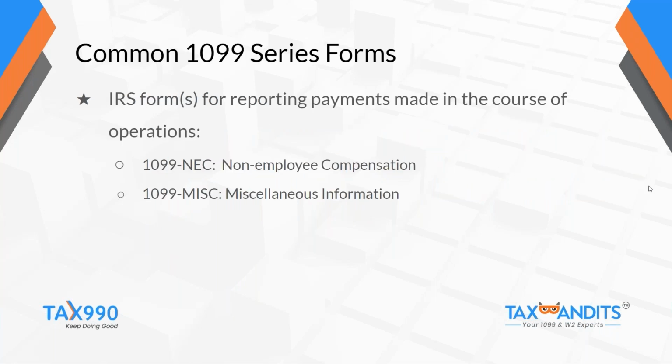While there are many 1099 forms reporting a wide variety of different types of payments, the most common 1099 forms for reporting payments made in the course of operations are Form 1099 NEC, which is used to report non-employee compensation, and Form 1099 Miscellaneous, used to report miscellaneous information or income.